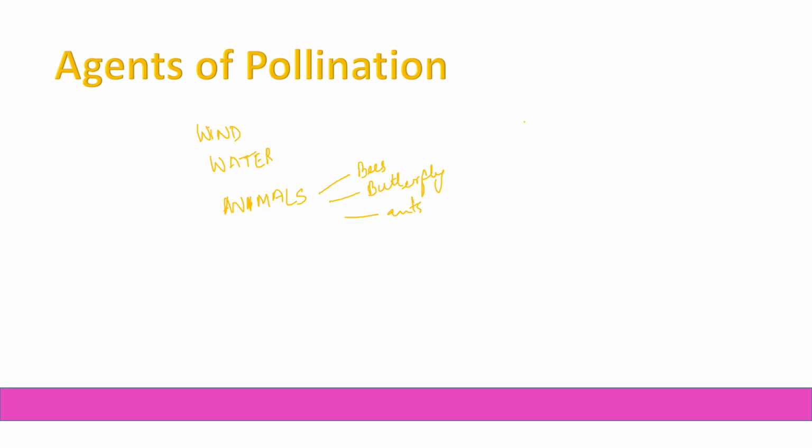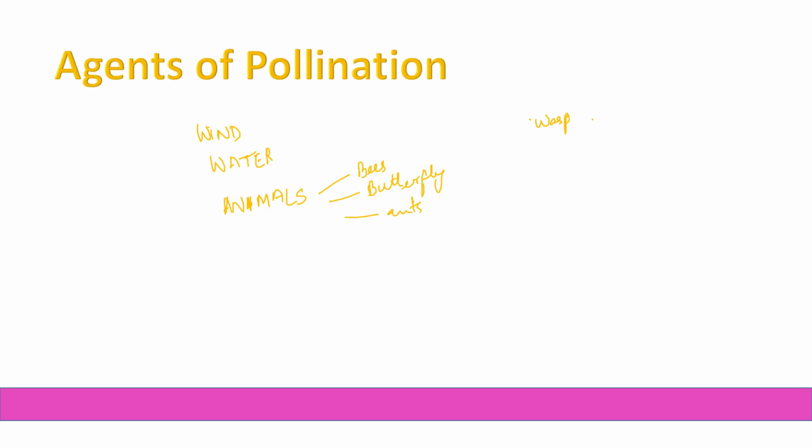There are some flowers which attract only the nocturnal insects. So those are like white flowers. And there are some insects, like wasps, which only work when there is less light. So even during the night when we sleep, the pollination is happening.